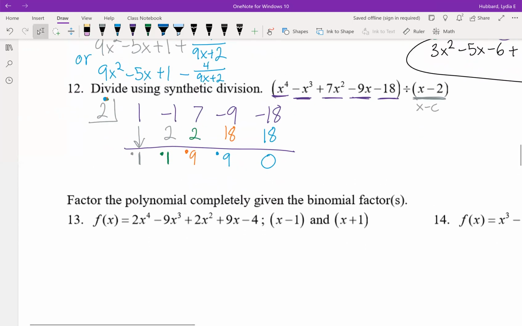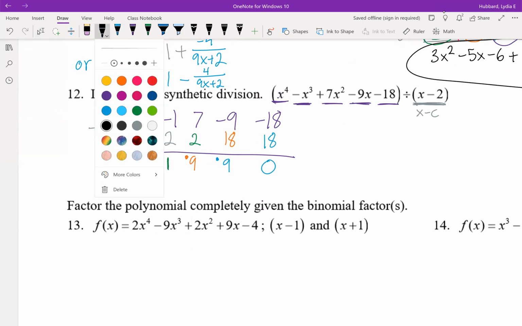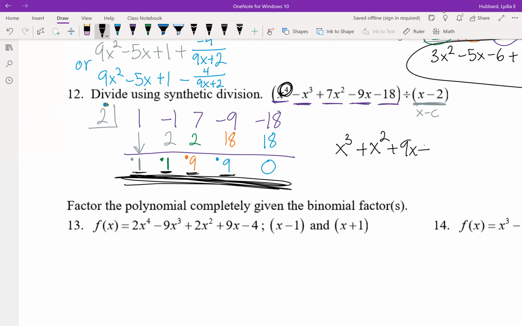And the way we would write this is we drop down a power from our original. So in our original, our highest degree power was to the 4th. It's now going to be to the 3rd, and we use these numbers as our new coefficients. So it'd be 1x to the 3rd, again, we drop down a power, plus 1x squared, plus 9x, plus 9.